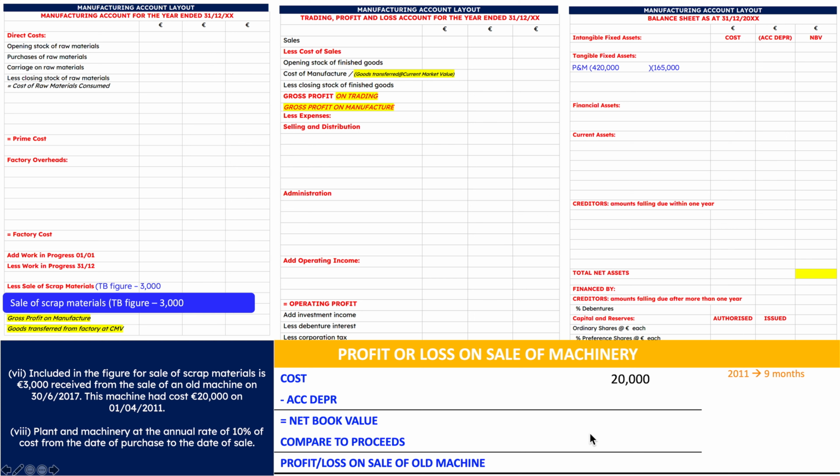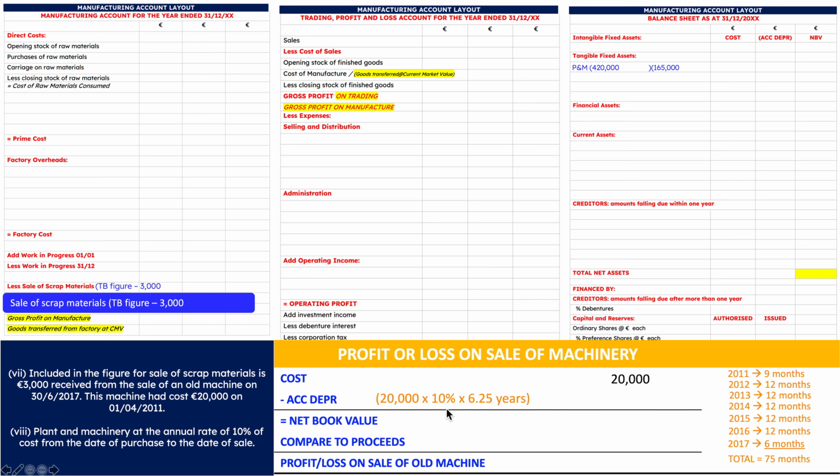So in 2011, we had the machine for 9 months. 2012, we had it for 12. 2013, we had it for 12. 2014, we had it for 12. 2015, we had it for 12. 2016, we had it for 12. 2017, we had it for 6 months. So altogether there, that is 75 months.